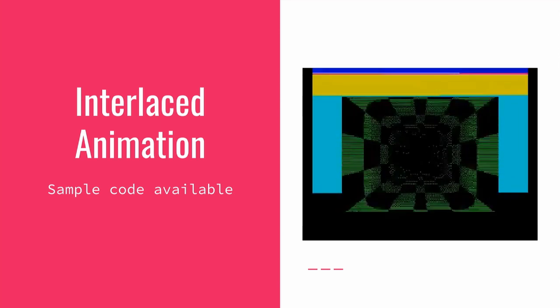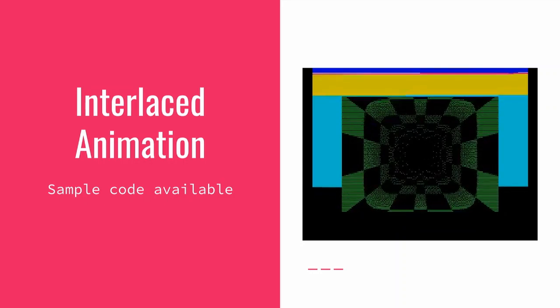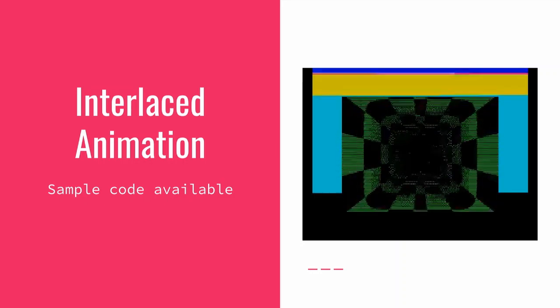What about if we tried interlacing? What about if we tried copying all of the even lines on one frame, and then all of the odd lines on another frame? And if we do that, we can start doing full screen animation. It's interlaced, so you've lost half of the brightness, and you can clearly see the interlacing, but it is possible to do full screen animation.